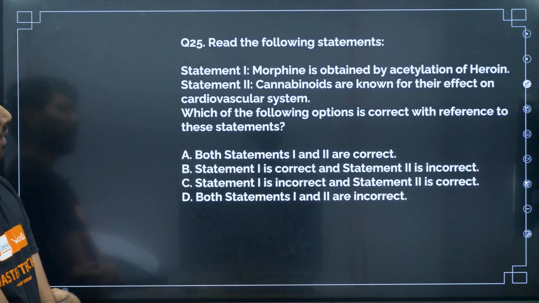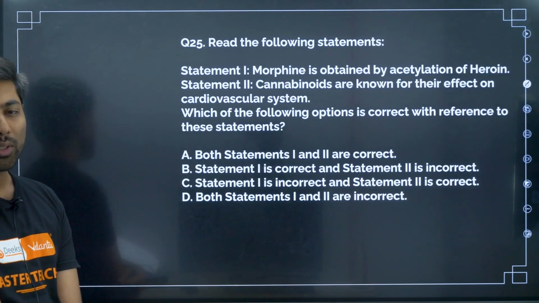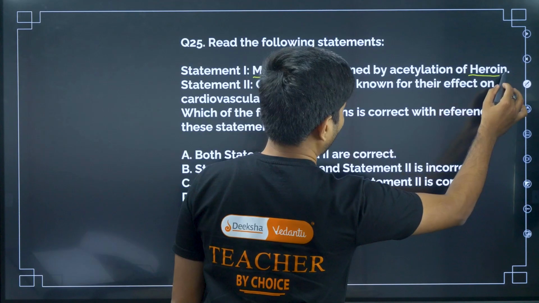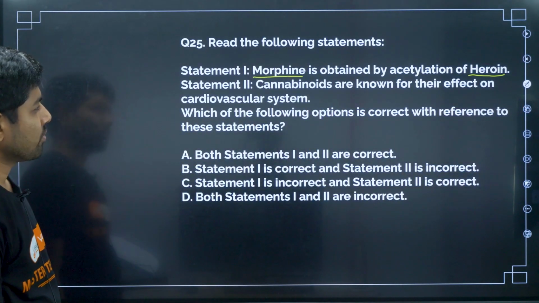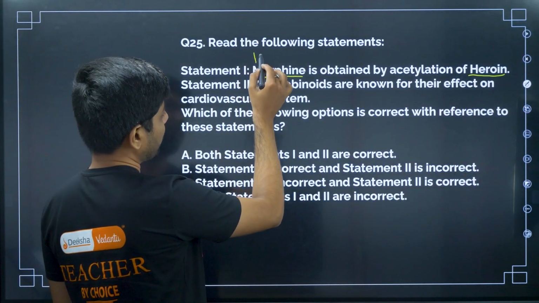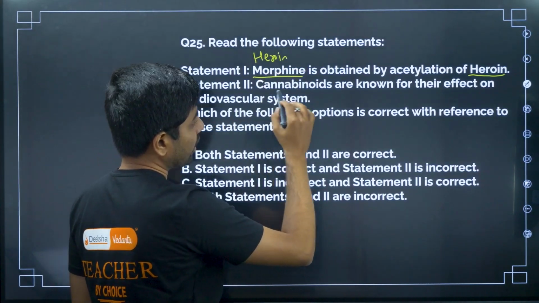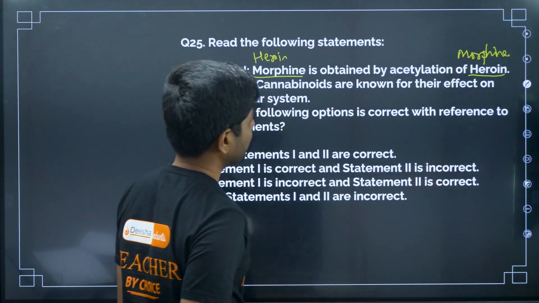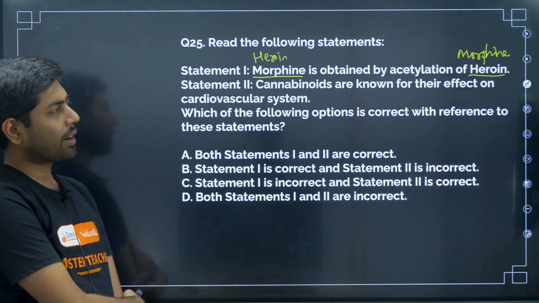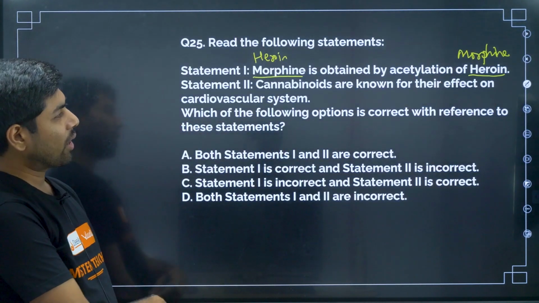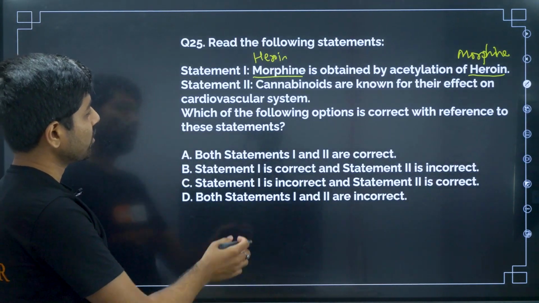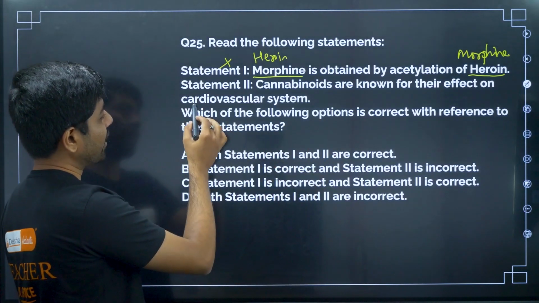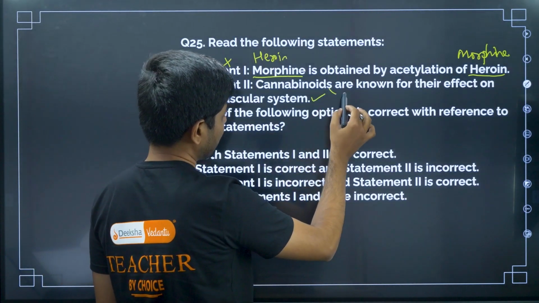Now, question number 25, right? This was a very smart question. They just interchanged morphine and heroin. Now, it has to be heroin here, and here it has to be morphine, right? Clear? But what they have done is they have just interchanged it. Therefore, this statement is wrong. Now, cannabinoids are also known to have an effect on the cardiovascular system. This is nice. This is the correct answer.